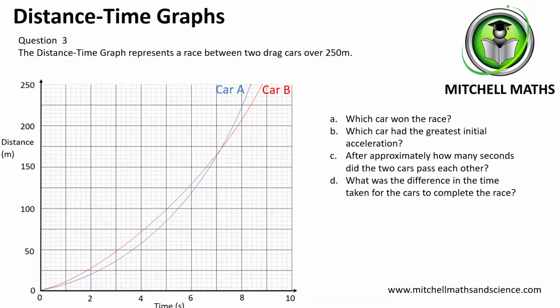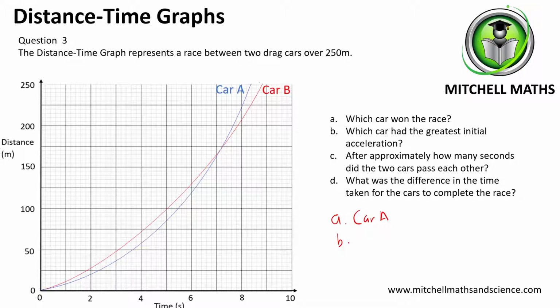Right, in this question, we're going to compare the distance time graph of 2 cars which have set off in a race. We've got car A and car B, and it's a drag race, which is just a straight line where 2 cars see which one can go the fastest. And we're being asked which car won the race. Well, the one that won the race will be the one that finished in the shortest amount of time. And we can see that car A finished at around 8.4 seconds, whereas car B finished around 8.8 seconds. So it will be car A.